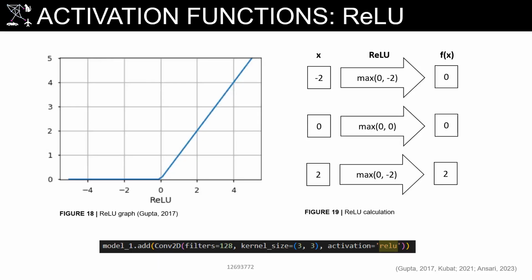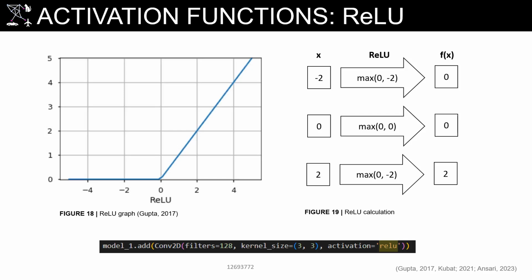Figures 18 and 19 show ReLU outputs x if x is greater than 0, but 0 otherwise, Gupta, 2017. ReLU helps network convergence and works well with pixels, which do not have negative values, Ansari, 2023. In contrast to sigmoid, ReLU does not suffer from the vanishing gradient, which means when adding more than 3 hidden layers, the model remains computationally efficient and can add further value.